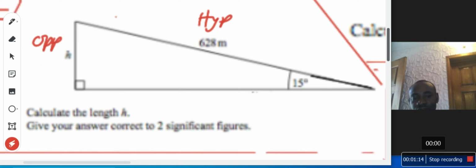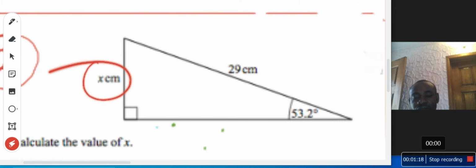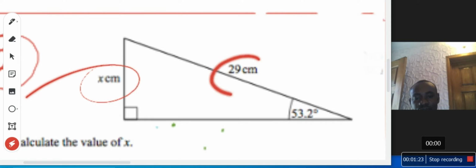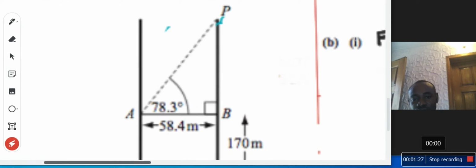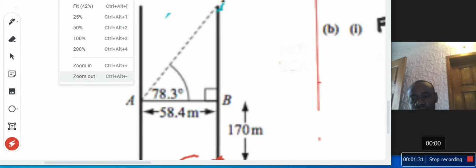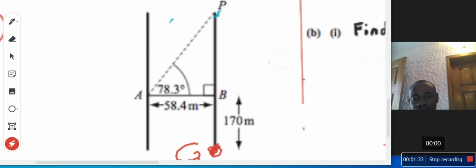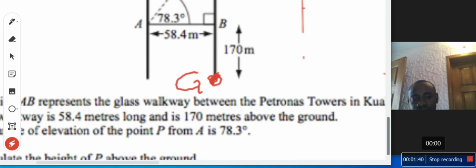Sine 15. Okay, let's look at this one. How do we get this? We still use sine, opposite and hypotenuse. I just want us to walk through them like that. Let me zoom out a bit. We have to find what the question is, somewhere here. Okay, this is the question.